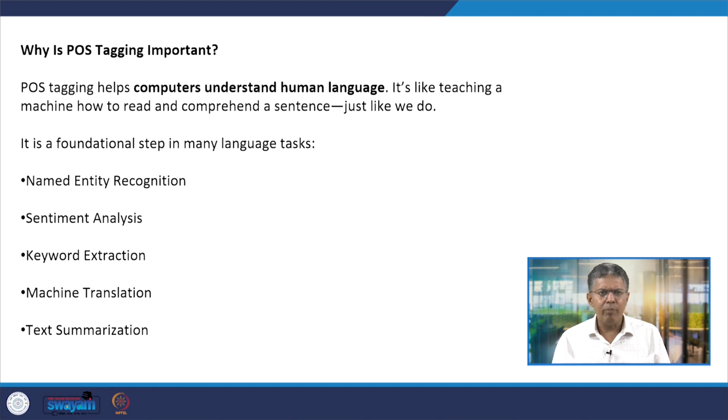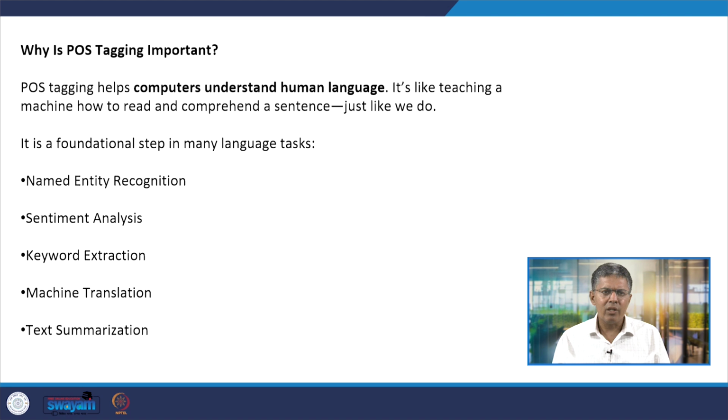So, why is it important? As we have discussed a number of times, machines do not understand our language. So, POS tagging helps computers to understand human language. The way we talk, the computer should also understand. It is like teaching a machine how to read and comprehend a sentence, just like you and me. It is a foundational step in many language tasks.